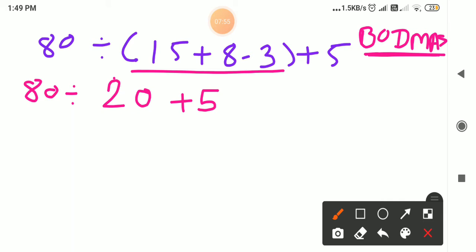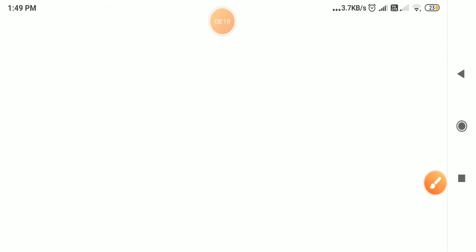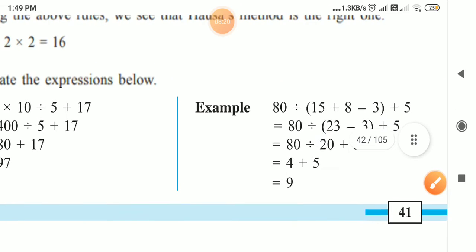If you divide 80 by 20, you can do it with rough work. 2 1s are 2 and 2 4s are 8. So here 4 will come. So we have to write 80 divided by 20 is equal to 4, plus 5. And you know that 4 plus 5 is equal to how much? That is 9. In this way we have to solve the expression. Now 9 is the answer.